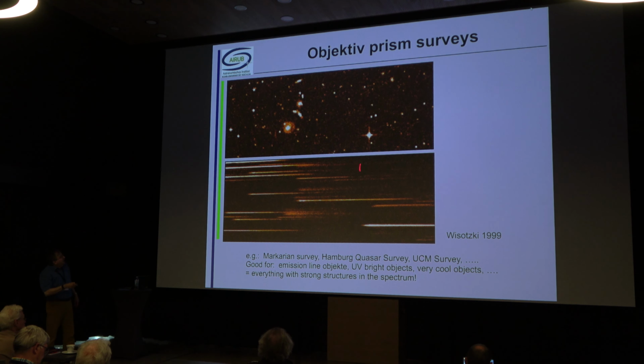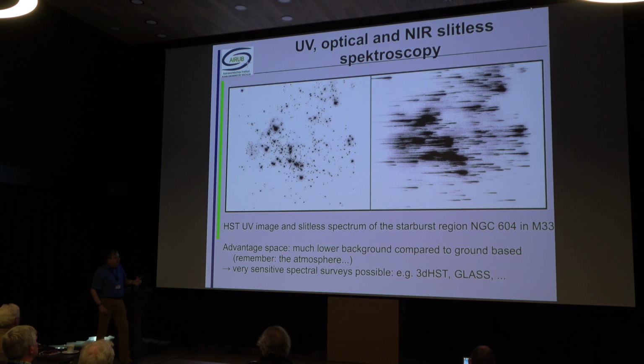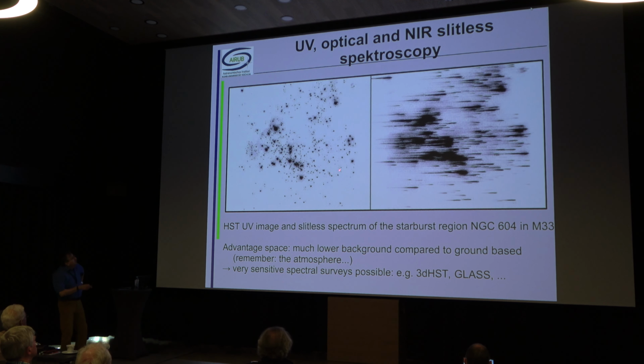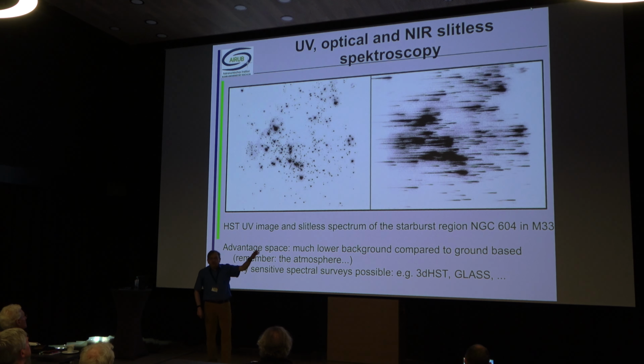But the big reason why this method is still relevant is if you want to do the same thing from space. That is why this method is still in use and is heavily used. This is an example: a UV image and a UV spectrum of the star-forming region NGC 604 in the galaxy M33. You see a lot of hot stars here, and you see the dispersion here. This is obviously not a prism, since this is sitting in HST. So this is a grating prism. I'll come back to that in a little while, and it's not put on top of the mirror, but in the spectral range.